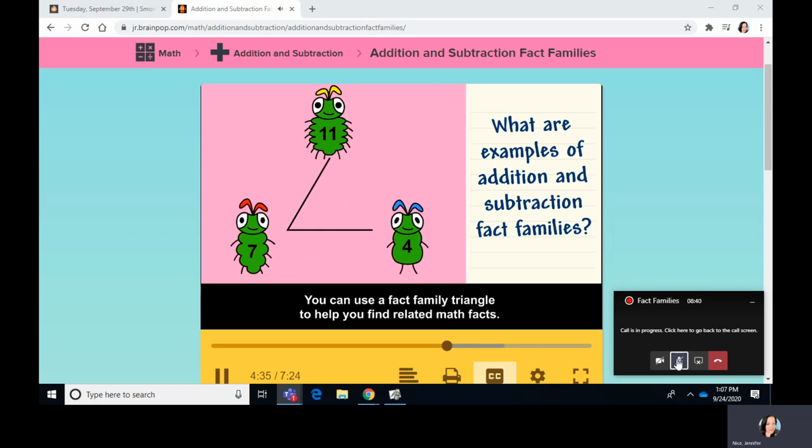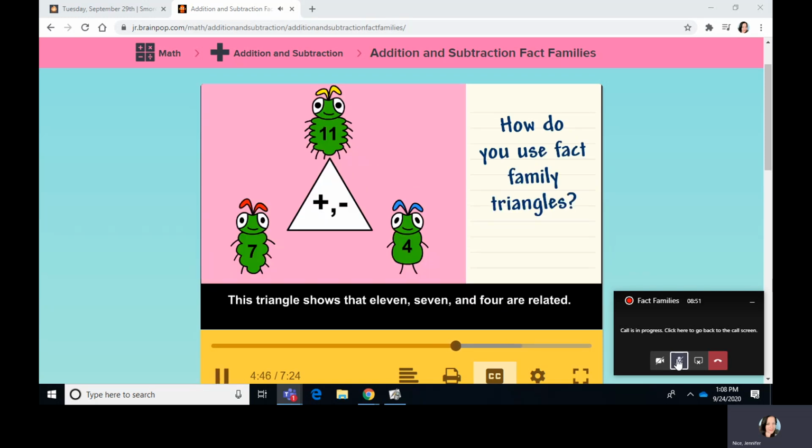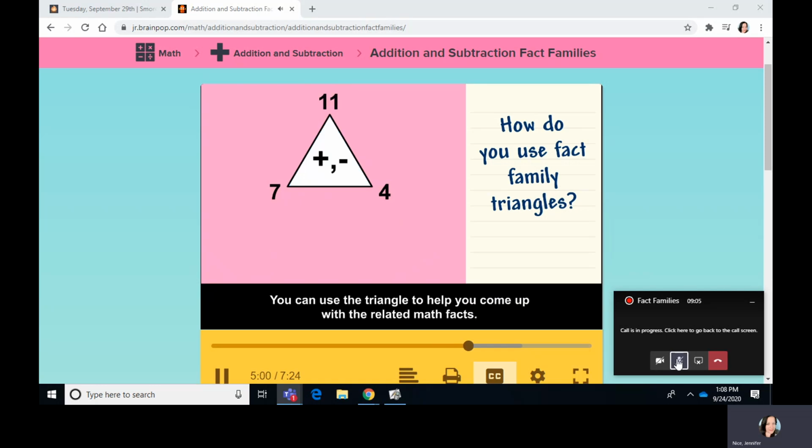You can use a fact family triangle to help you find related math facts. How do you use fact family triangles? This triangle shows that 11, 7, and 4 are related. The plus and minus symbols tell you that the numbers are related through addition and subtraction. You can use the triangle to help you come up with the related math facts.